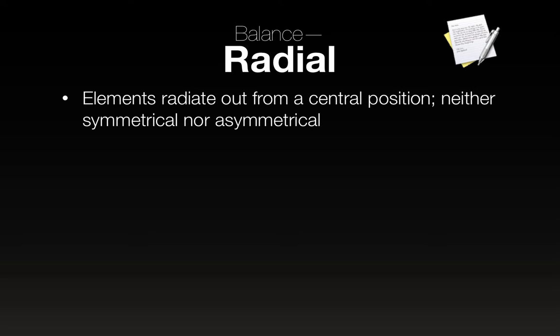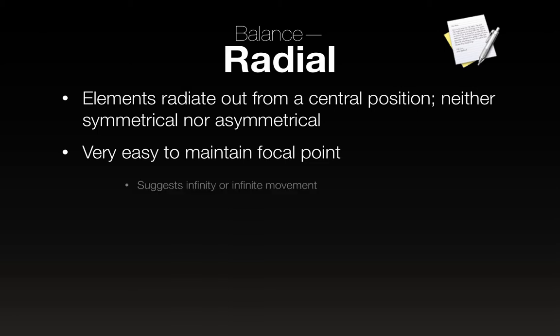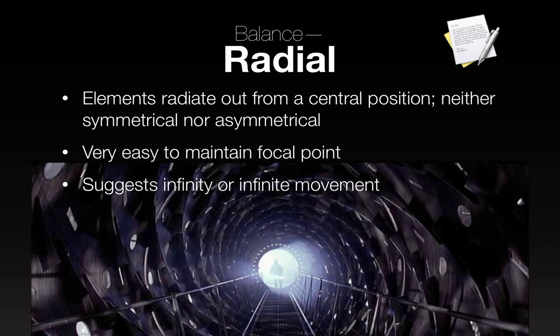Radial balance. In radial balance, elements radiate out from a central position. Radial balance is neither symmetrical nor asymmetrical. It's very easy to maintain focal points in radial balance because all roads lead to the focal point when you're creating a radial composition. And radial compositions suggest infinity or infinite movement. So this is just an example of that.